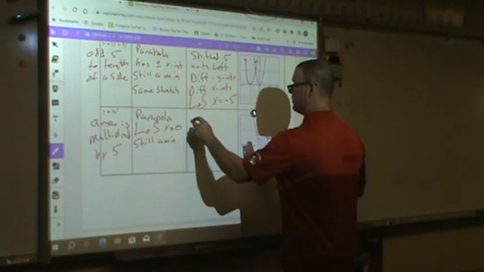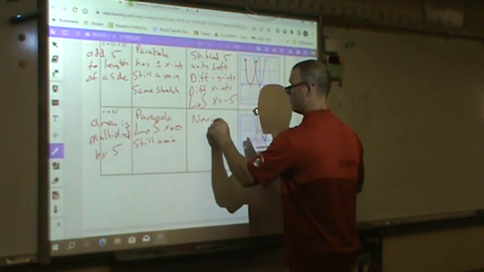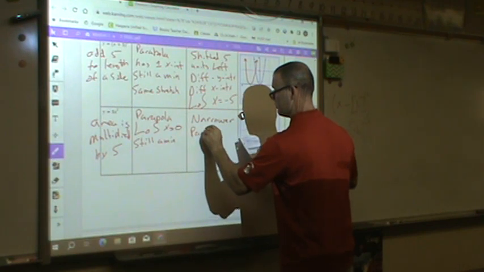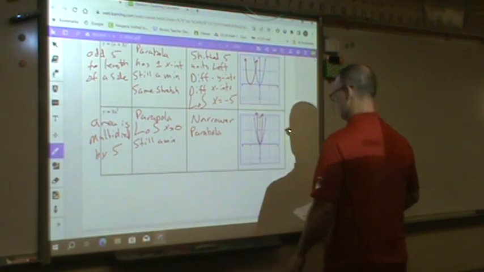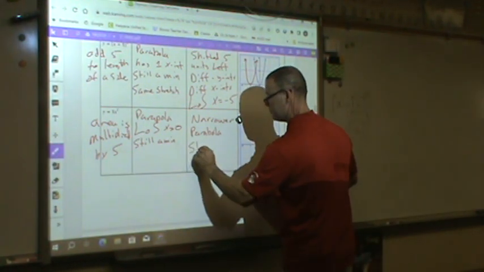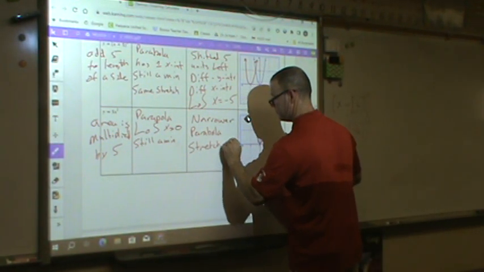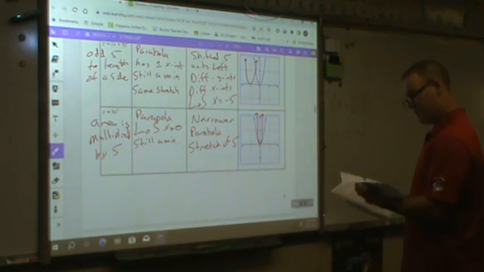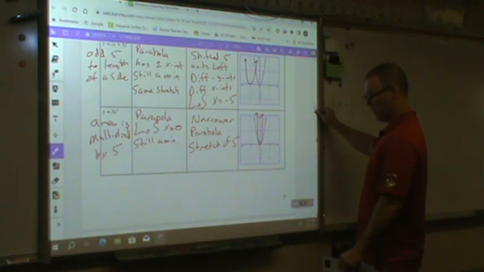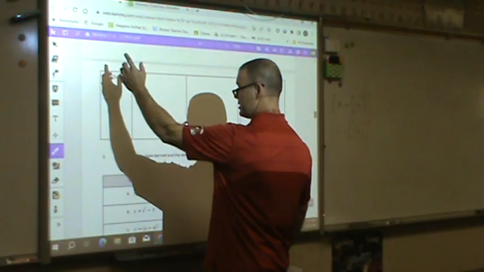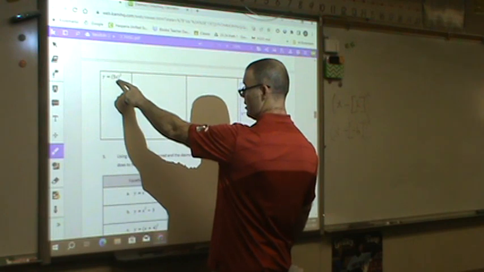And what do we compare that's different? Narrower parabola. Okay? It's going to stretch. It's got a stretch of 5, so those are some notable differences. And then we got one more. One more here. Last one, and we got a few things to cover. I know this is long. Sorry, I'm going through this as quick as I can.